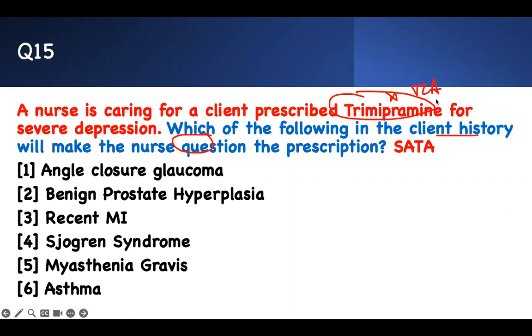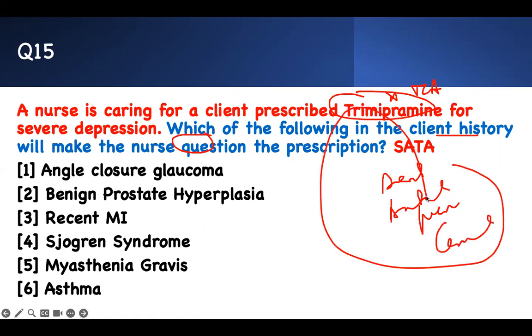You have to know what TCAs do. They have anticholinergic effects, neurological effects, and cardiac effects. That's the TCA dance, right? Which of these will you question? Angle closure glaucoma? Of course, yes. You can't take anticholinergics. BPH, urinary retention, I have to worry about it. Recent MI, yes. It's going to make your heart not work the way it's supposed to. If you take an anticholinergic, it's going to speed up the heart rate.